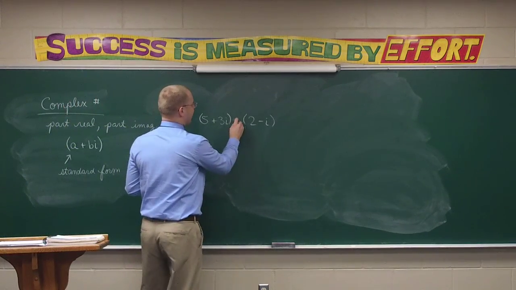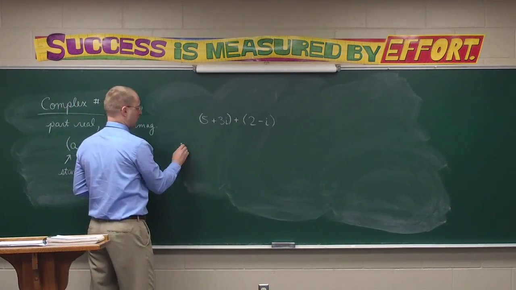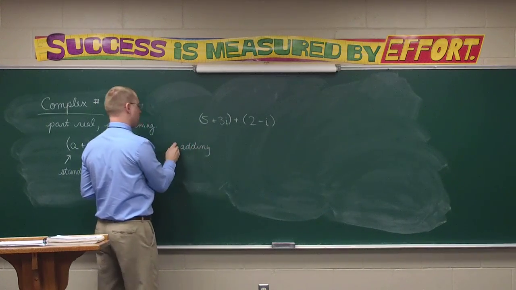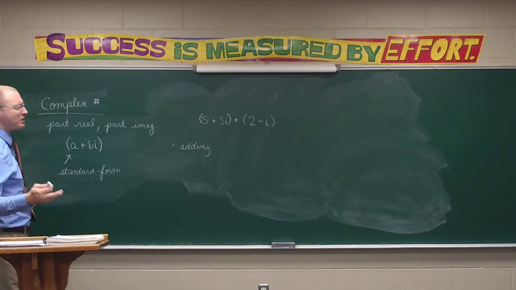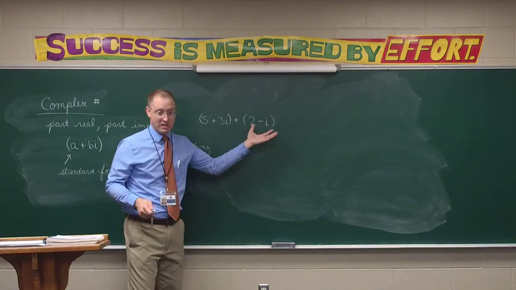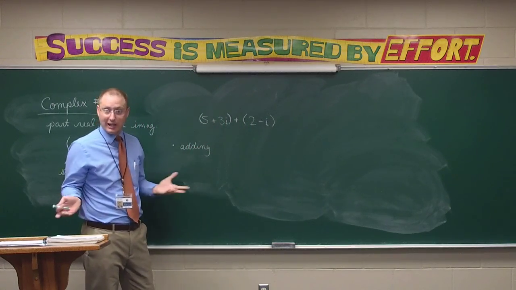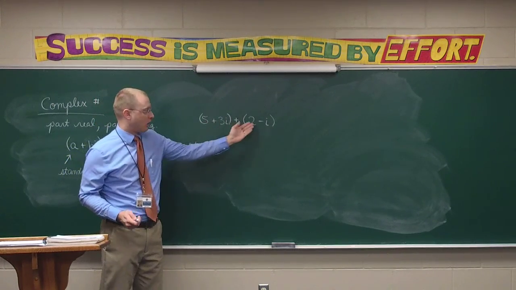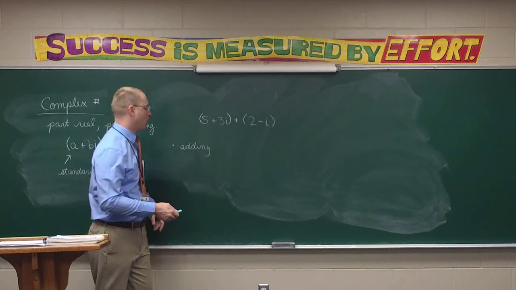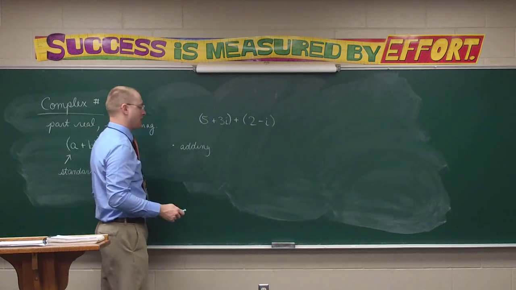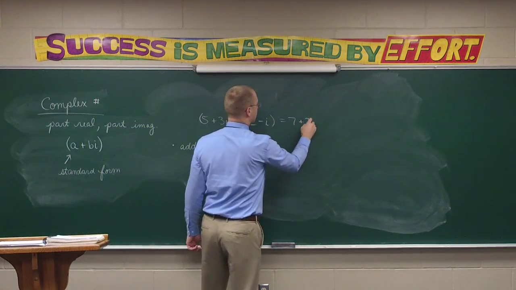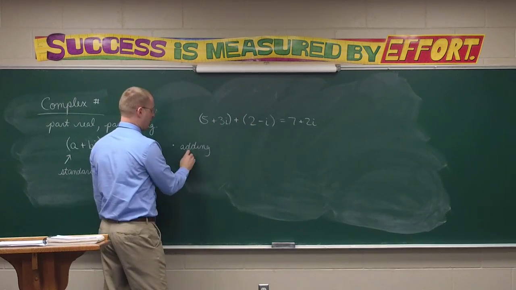Well, what if I wanted to add my complex numbers? Kind of a sub-point here. What do we do to add complex numbers? Well, you might remember these are binomials, and when you add polynomials or binomials together, you combine like terms only. Reals are like terms, imaginaries are like terms. So you combine them. What would I get to add these complex numbers together? 7 positive 2i. So just add the real, add the imaginary.